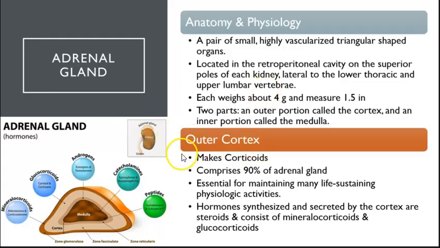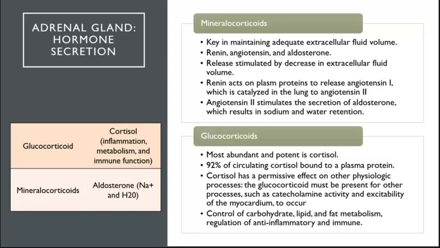So the outer cortex, this is where we get corticosteroids. It's about 90% of that gland. These steroids are essential for life-sustaining activity. Hormones synthesized and secreted by the cortex are steroids and consist of mineralocorticoids and glucocorticoids. So our glucocorticoids is your cortisol.